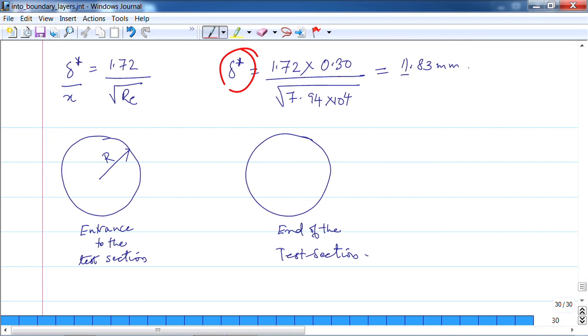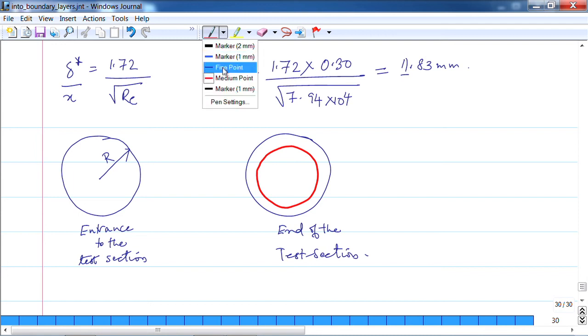So, at the end of the test section, if I were to exaggerate that, the flow is going to be displaced from the wall. By how much? By delta star. So, this distance is nothing but delta star, and this is nothing but r minus delta star.